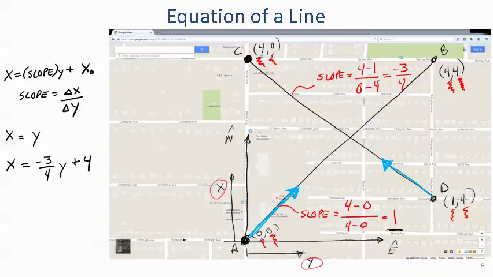Now that gives us two equations that we call a system of equations that's going to help us investigate this problem.